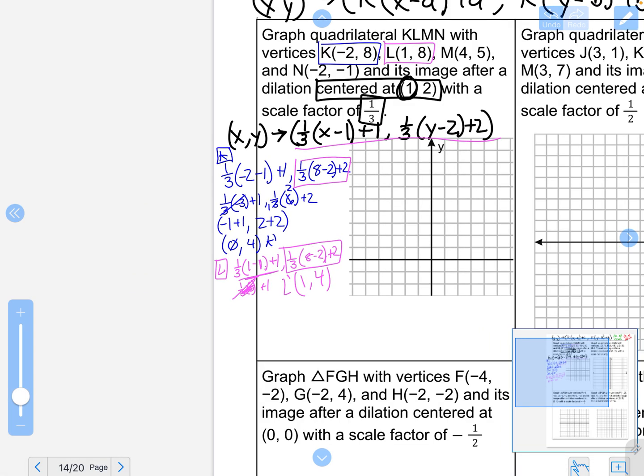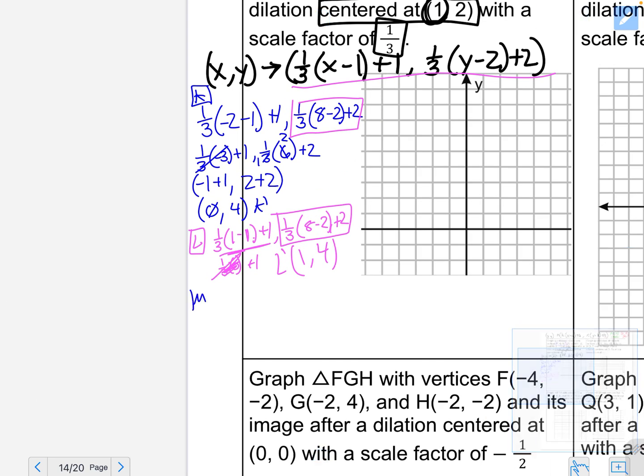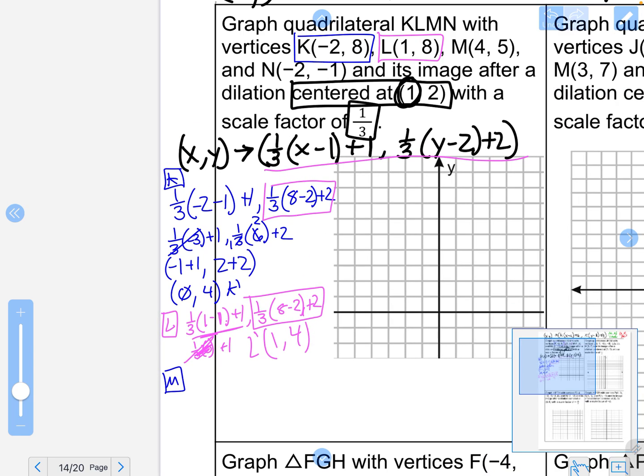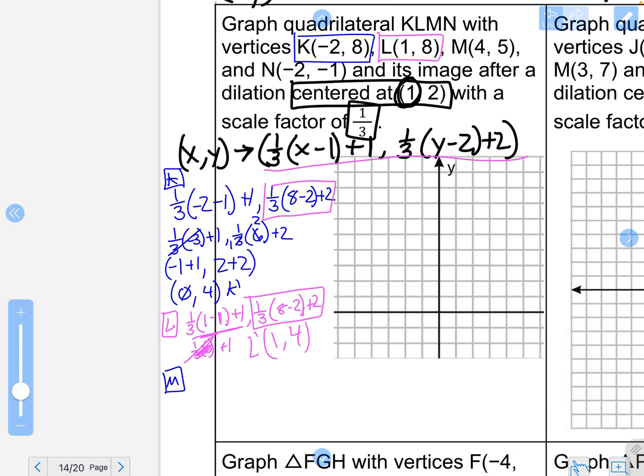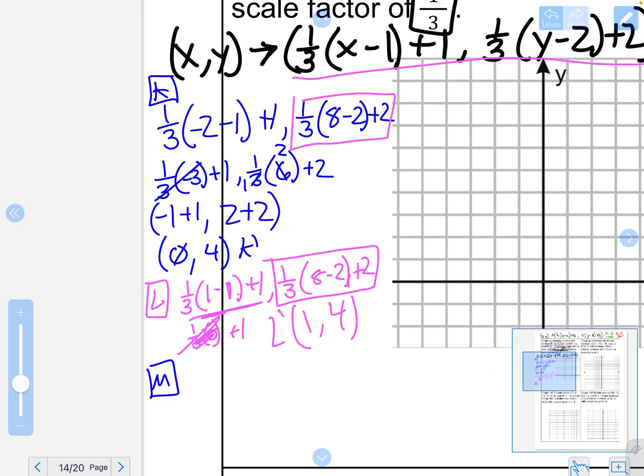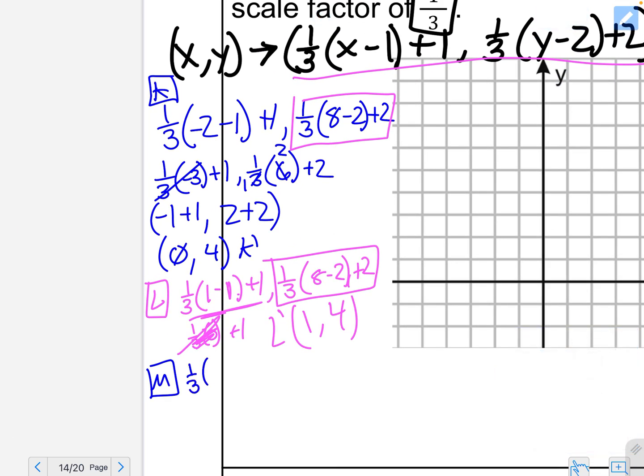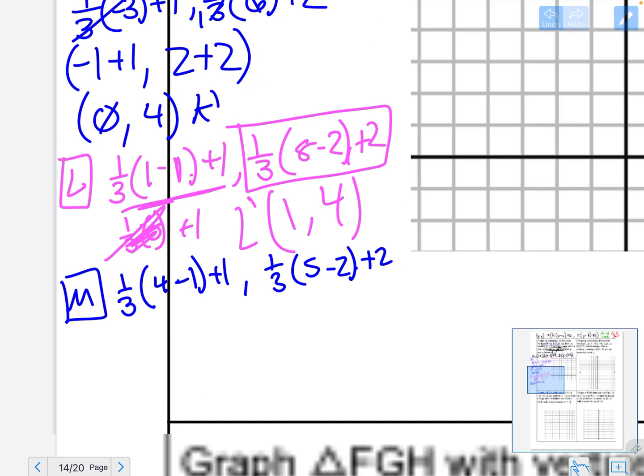So now we've got one more. We've got M. We can't cheat with M because M has 2 completely different numbers than K and L. So we're actually going to have to do this math for all of it. So 1/3, our x for M is 4. And then we need to do 4 minus 1 plus 1. 1/3, our y for M is 5 minus 2 plus 2.